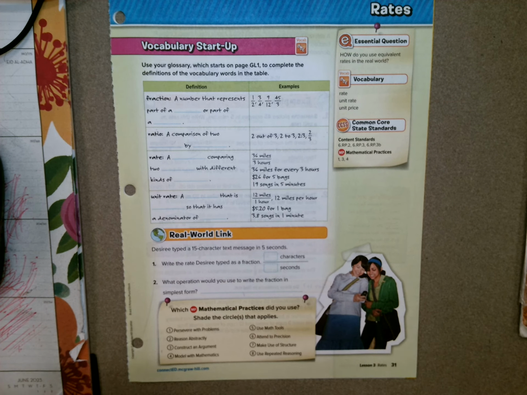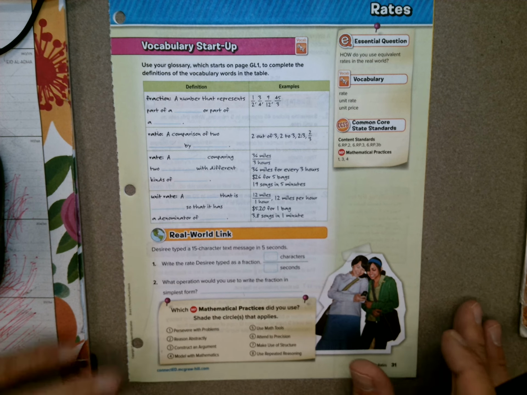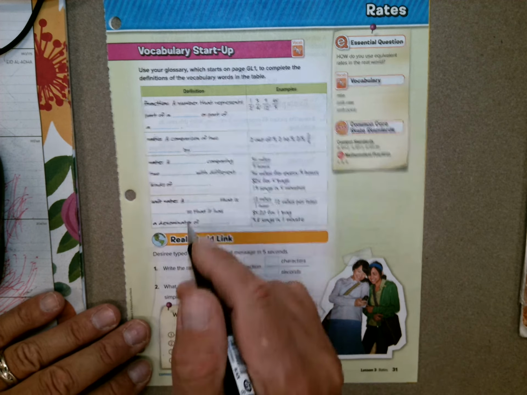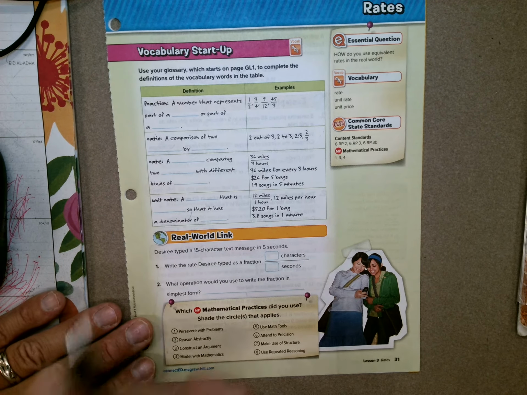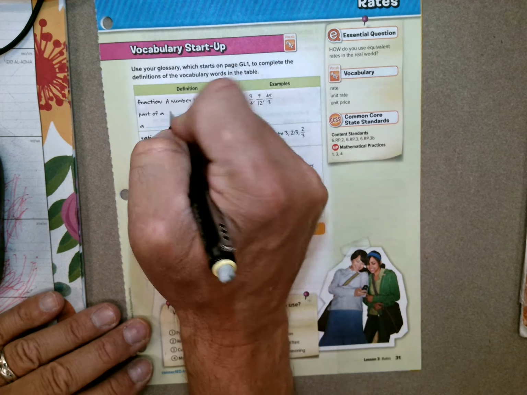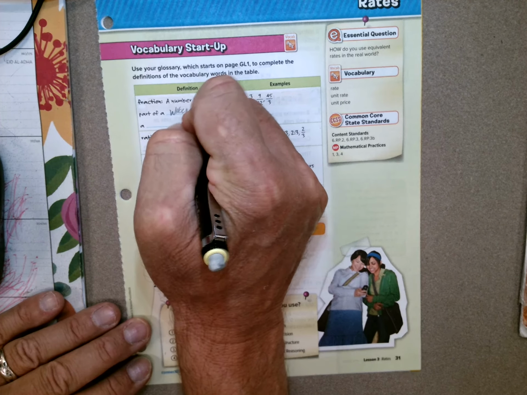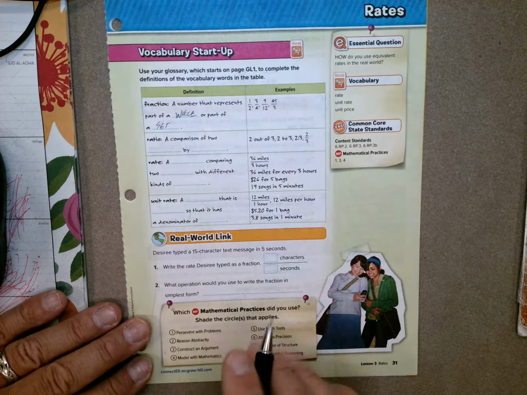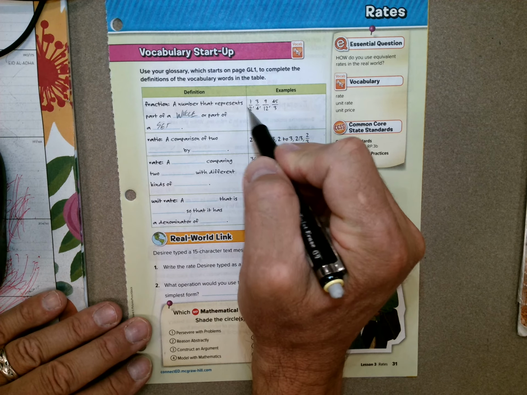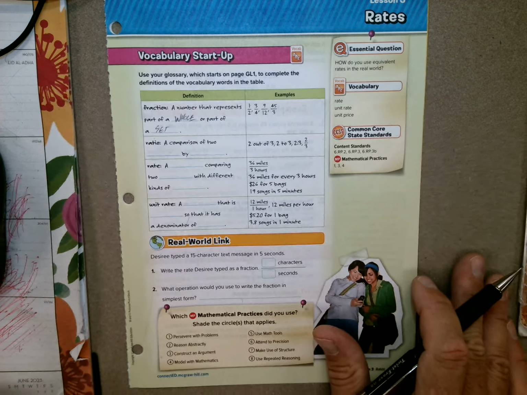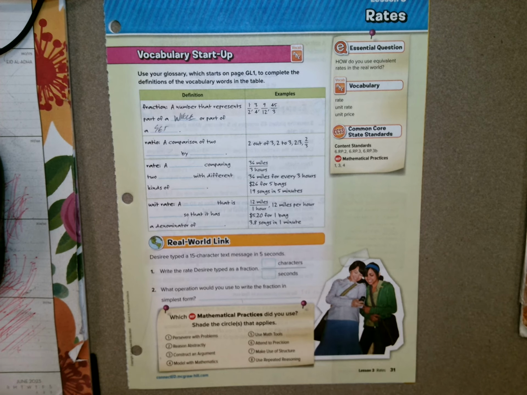We're actually going to start with a little bit of vocabulary here and get into it, okay? All right. So just kind of going down through this and talking about it. A fraction is a number that represents a part of a whole, or part of a set. So if you have a set of people, boys and girls, half the people are boys. That's part of a set.